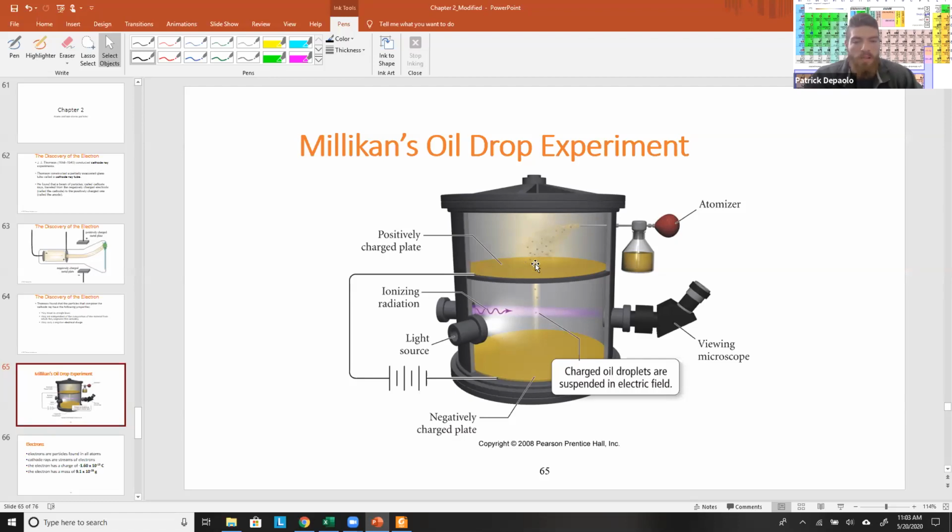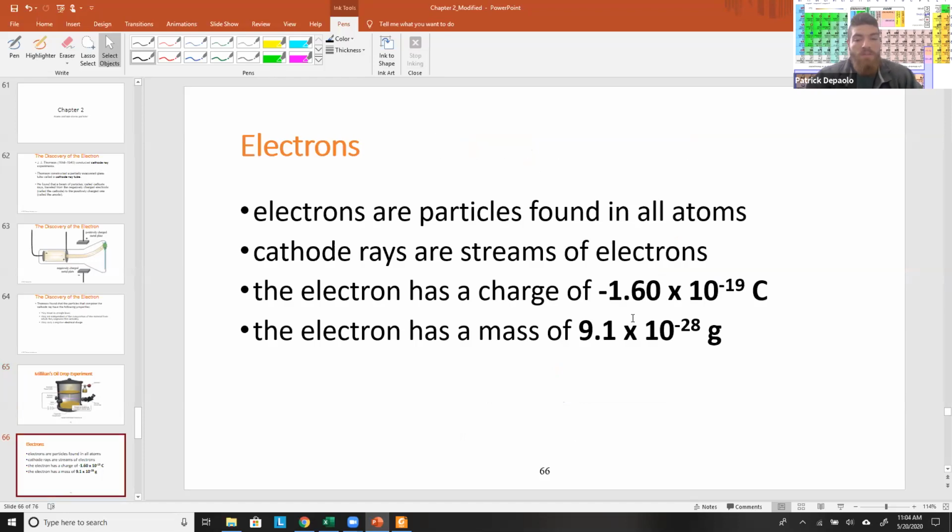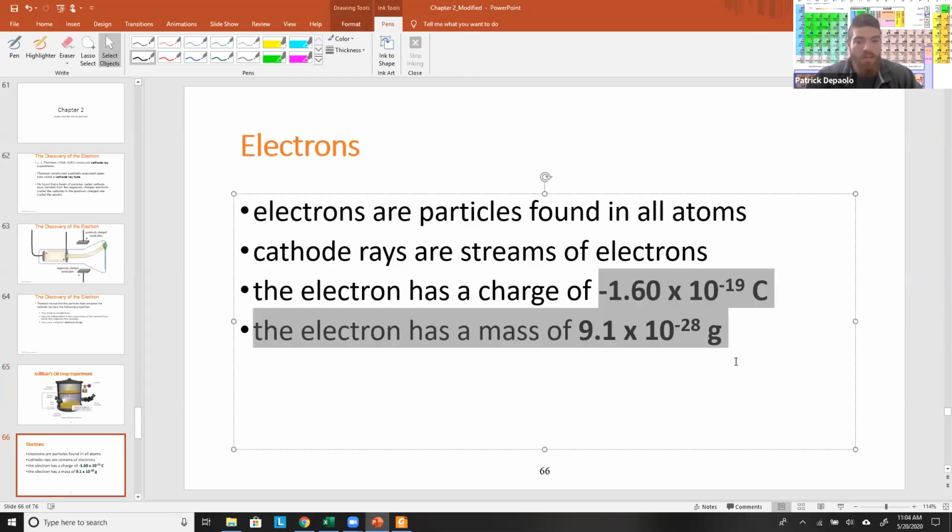They would go through the positively charged plate. You have radiation hitting them to ionize them. In other words, the radiation would kick off electrons and make them charged. Then you have a negative plate, and they would see how fast they would drop, and which way they would go, towards the positive or towards the negative. From that, they can figure out how strong the charge is and what their mass is. So he figured out the mass of an electron and the charge of an electron from that.